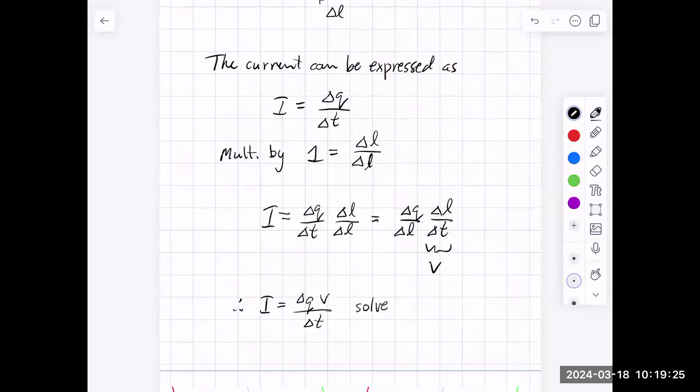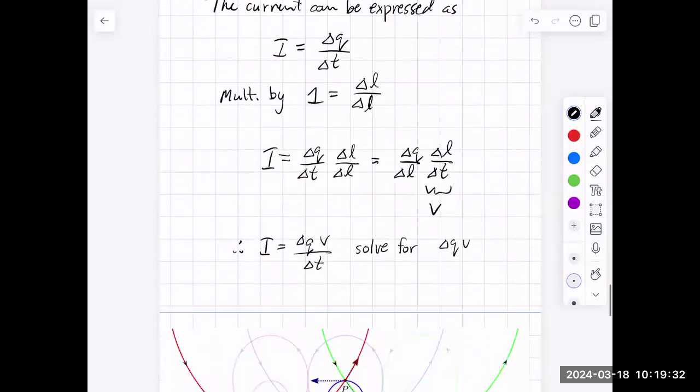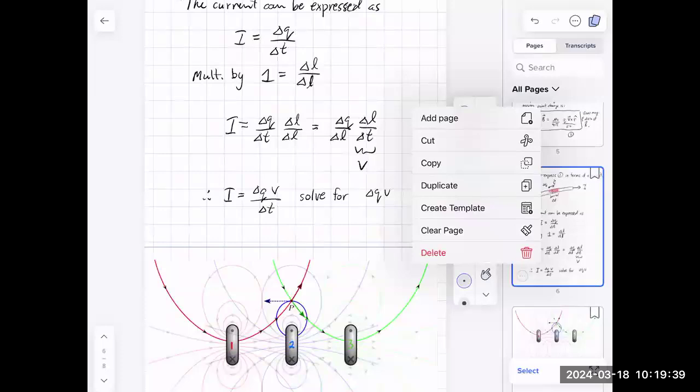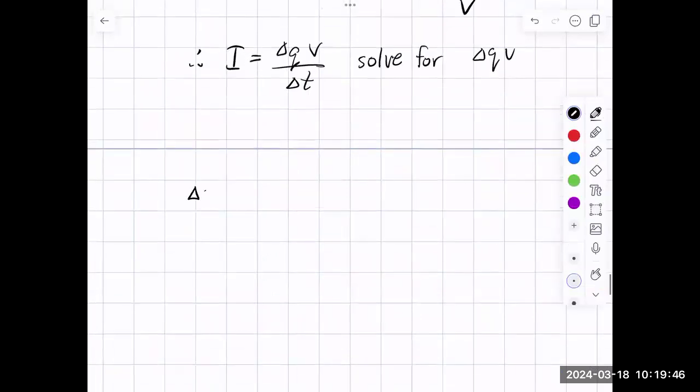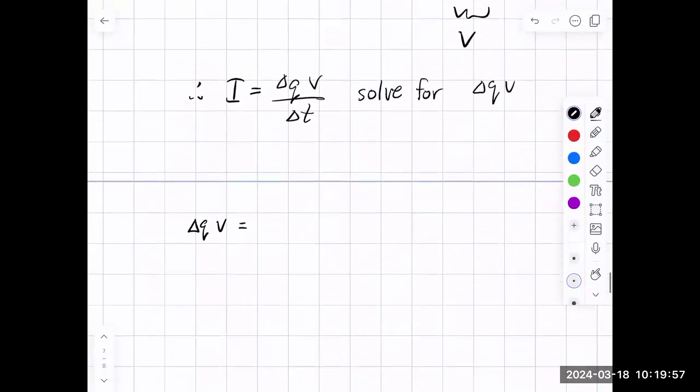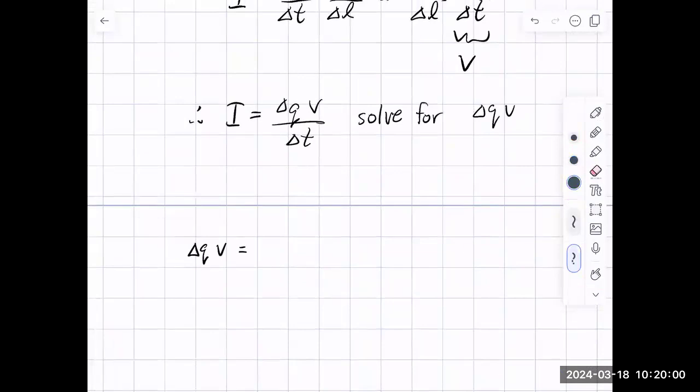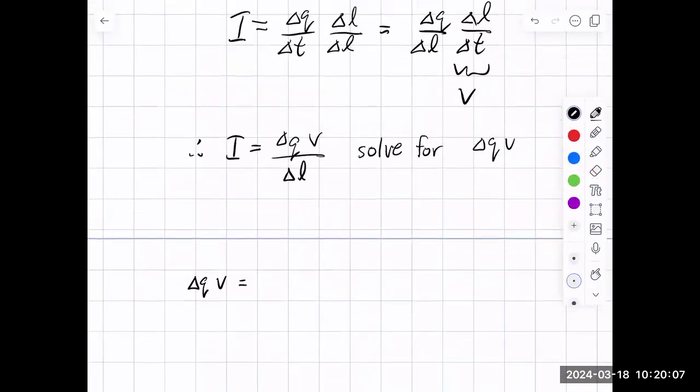And all I'm going to do is solve for this delta Q V. I need to add a page here. Okay. So delta Q times V is equal to, what, we just have to multiply by delta T, right? Oh, sorry, I've made a mistake. What mistake have I made? This is not delta T, what is it? Delta L, okay, that's right. So this should be I delta L.